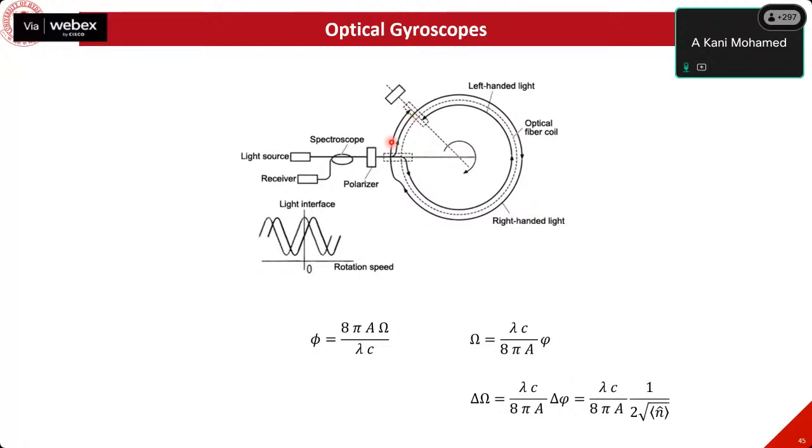So this is actually going to create the path length difference, or the phase difference, and that is going to affect the interference intensity that we finally observe here. This phase difference depends on the rotational speed of this instrument, as well as the area of this setup and the wavelength. This is called the Sagnac effect.